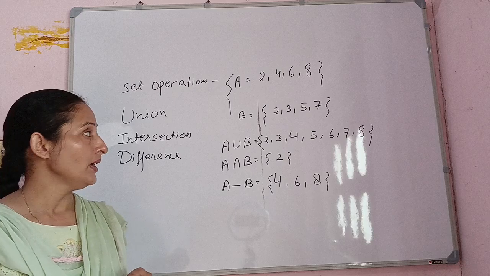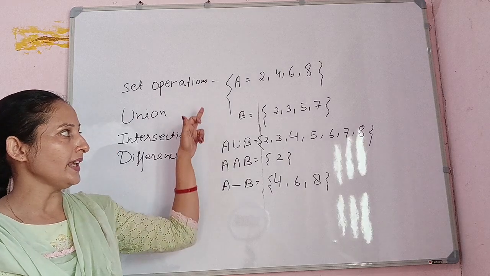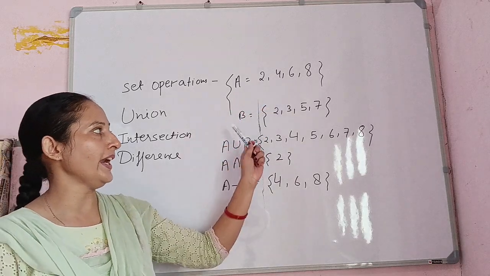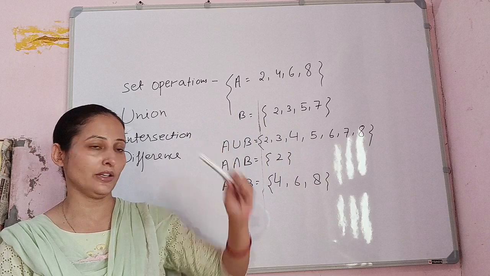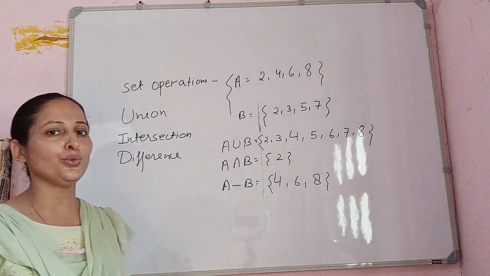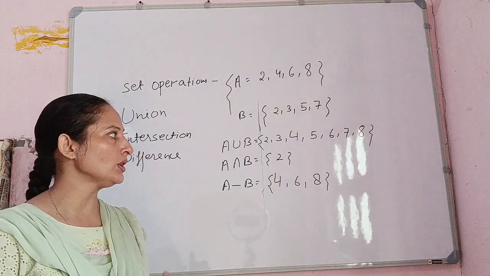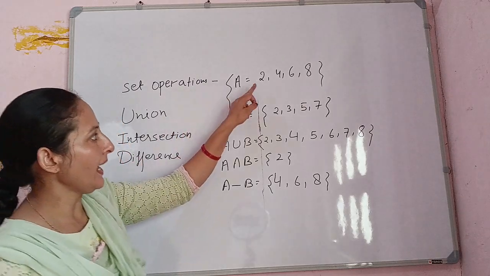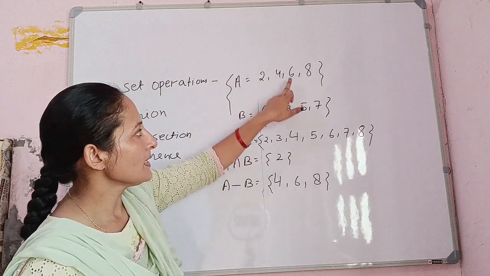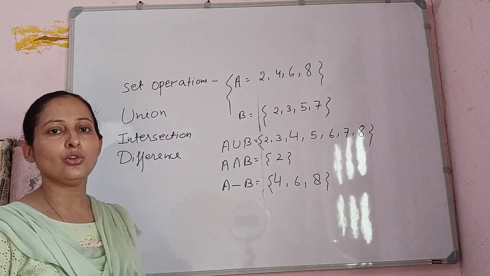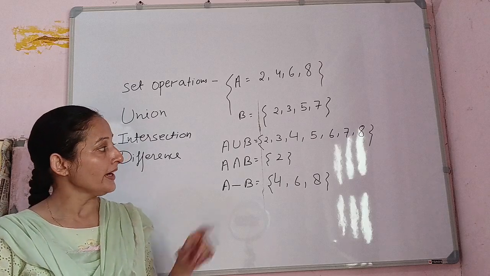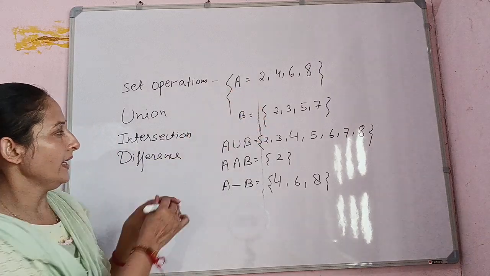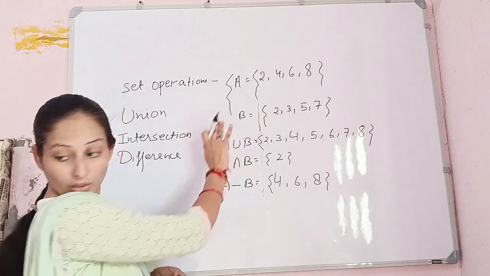in set theory? If there are two sets A and B, where A has elements 2, 4, 6, 8 and B has elements 2, 3, 5, 7, what will be A union B? The union operator combines all the elements from both sets. Then it will have 2, 3, 4, 5, 6, 7, 8. But notice that it is not repeating any element, even though 2 is in both sets. This curly bracket should be here, not here.